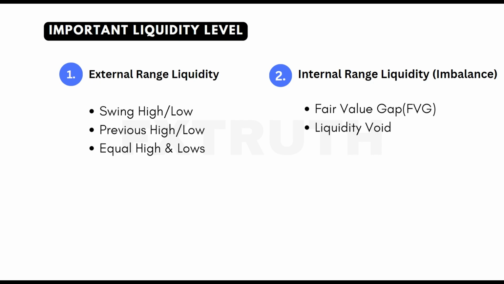To the left, we have the external range liquidity, which is the swing high or low, the previous high or previous low, the equal highs or equal lows. And to the right, we have the internal range liquidity, which is also imbalance, which are fair value gaps and liquidity void. So without further ado, let's go to the charts and see examples.